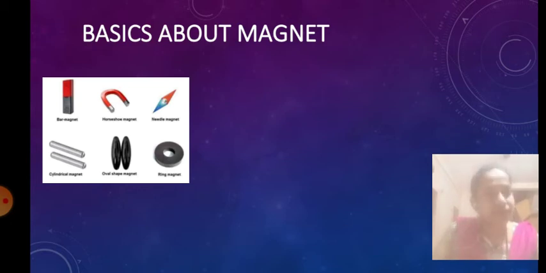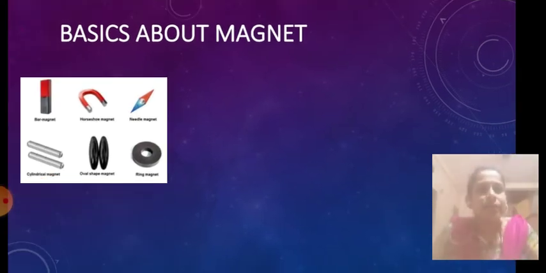Then there is another type of magnet called the artificial magnet. As you know, it is made by man, and again these artificial magnets are of two types: the permanent magnet and the electromagnet. What we were just studying is the electromagnet. So this is regarding the types of magnets and what kinds of magnets are present.